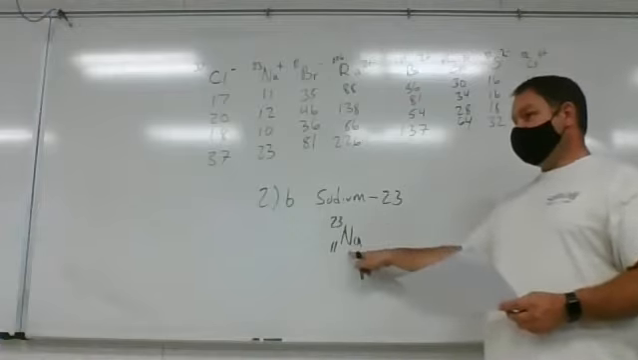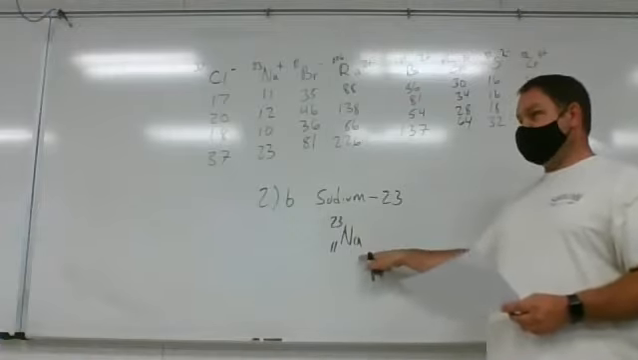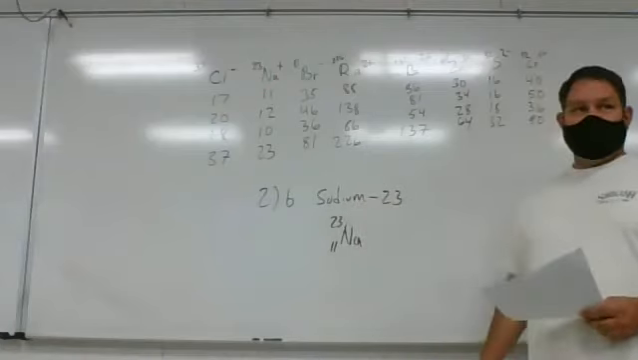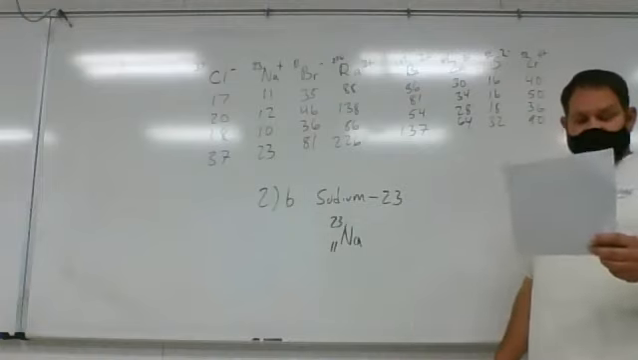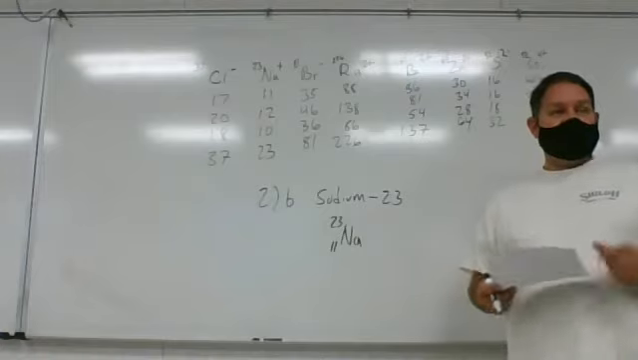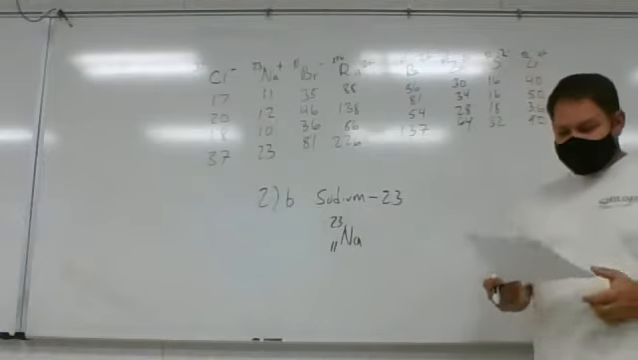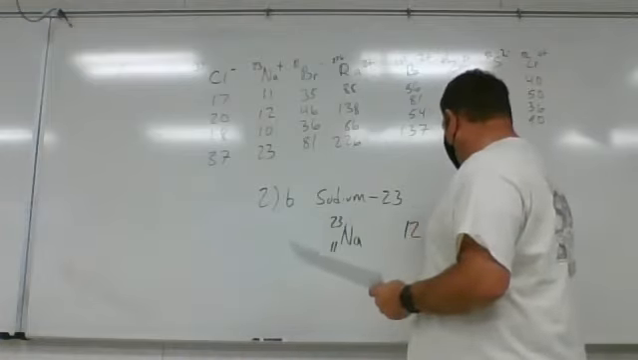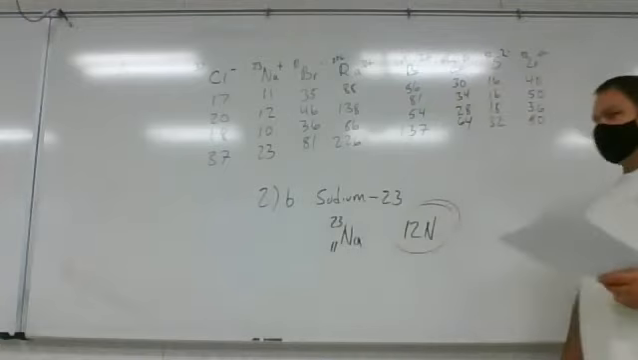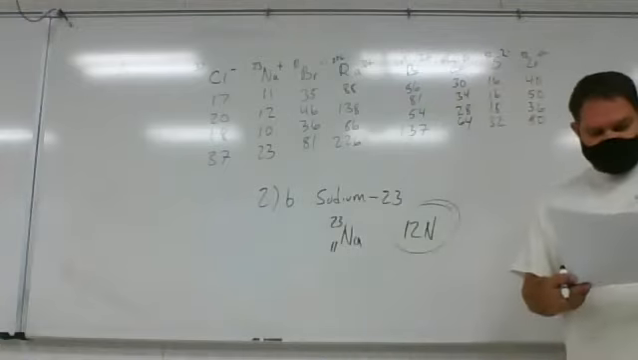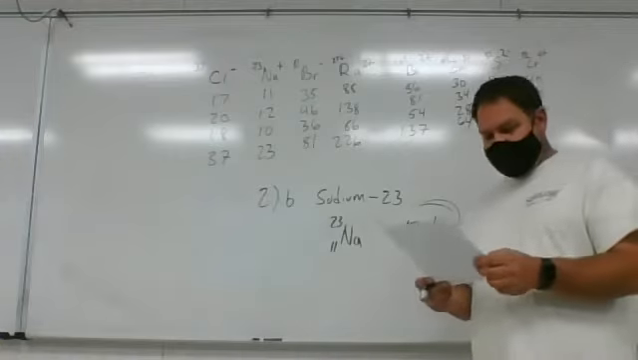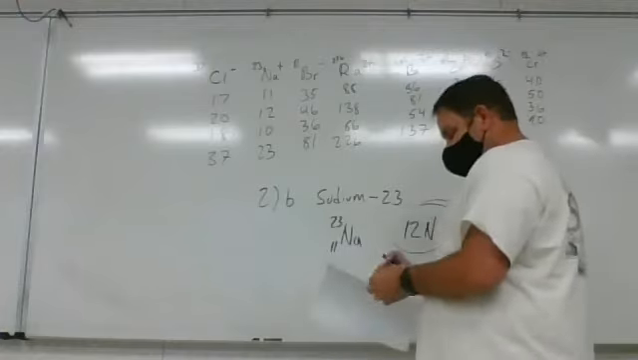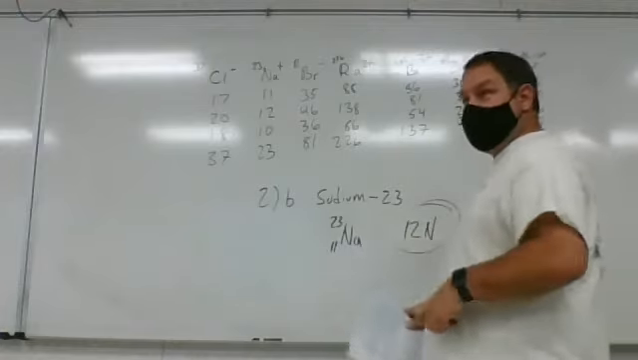This is the symbol, the bottom one. This is the isotopic symbol. And this one is the name of the isotope. That's fine. I don't care either way right now. I just need you to understand the difference. Now, the number of neutrons should be 12, right? 12 neutrons for sodium-23. So again, that's 2B. Hopefully we understand that. Any questions before we move on?